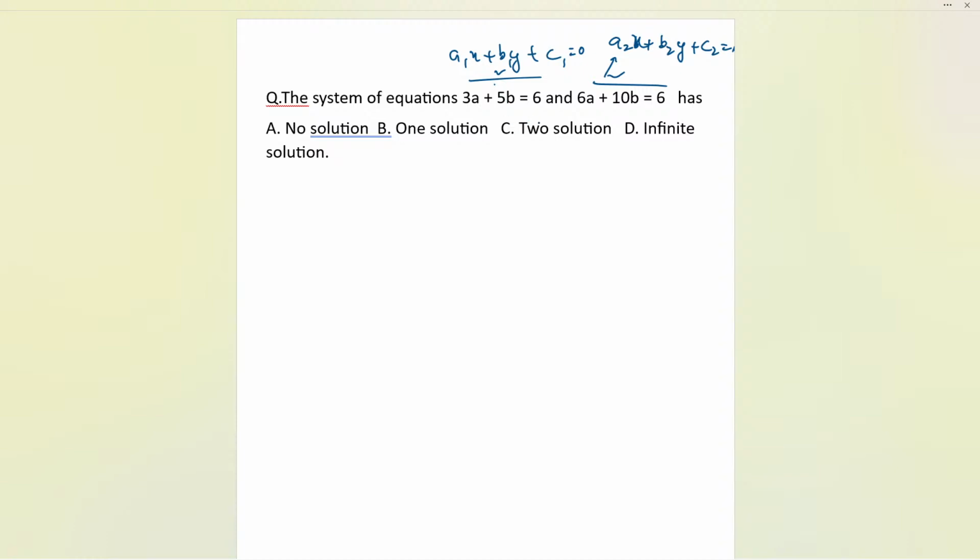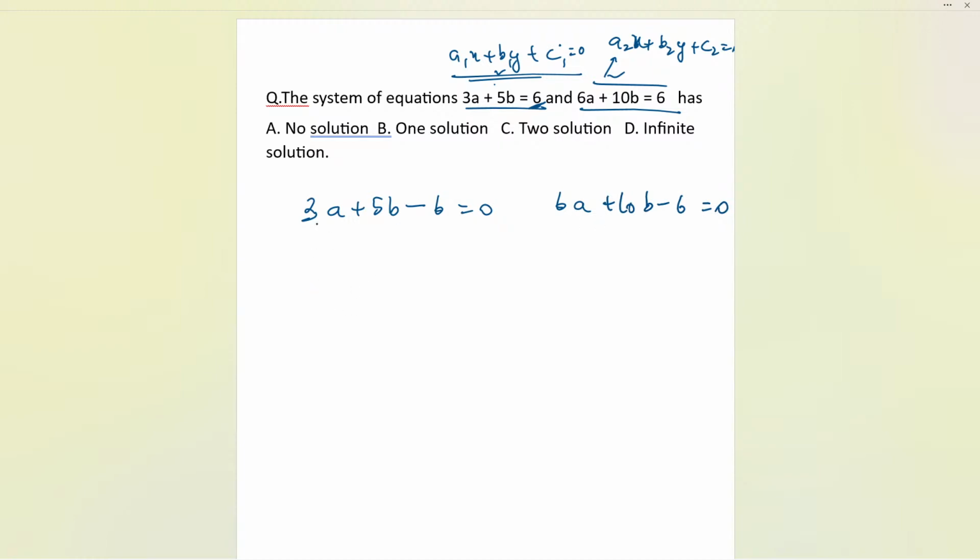So what I can do is convert these two into this form. How? Let us start right over here. 3a plus 5b. Now 6 you should also take on the left hand side, so that c is on the left hand side. Minus 6 equals to 0, like this we have. Similarly, this part will be 6a plus 10b minus 6 equals to 0. So this is the form which is written already.